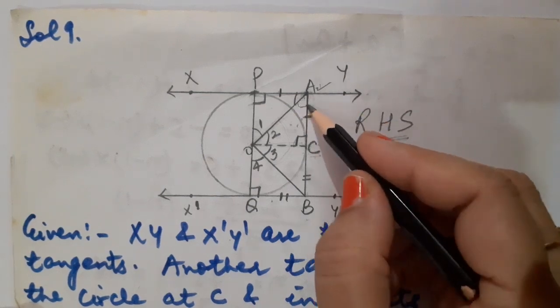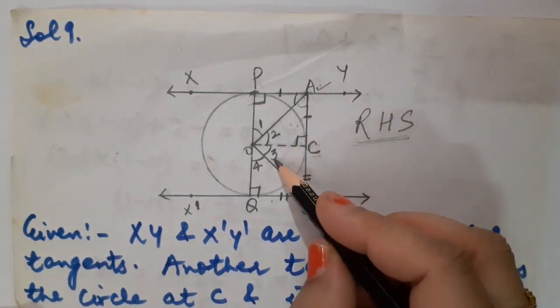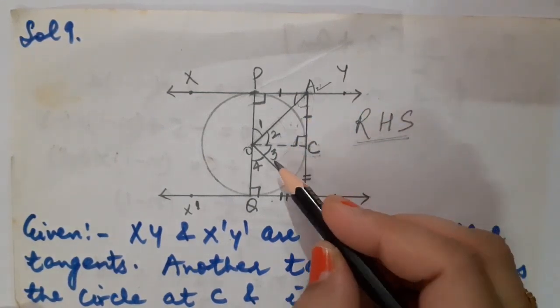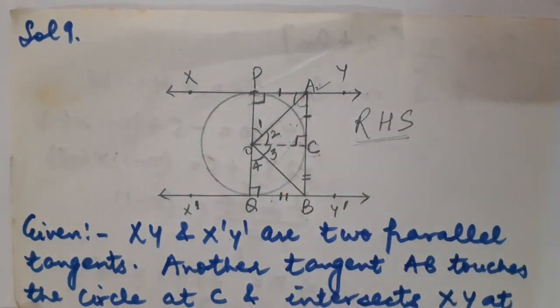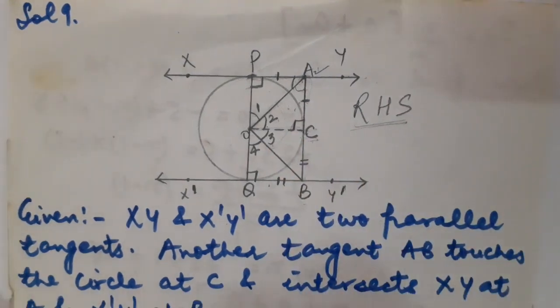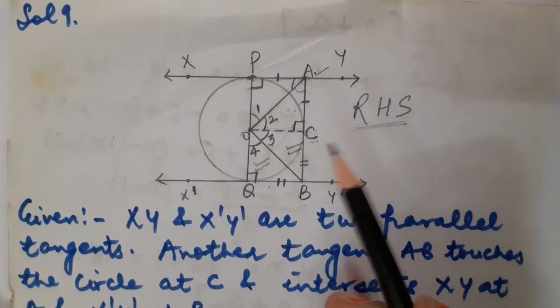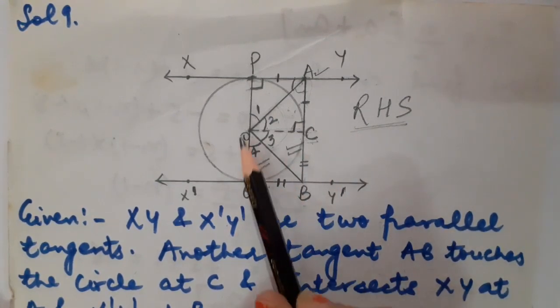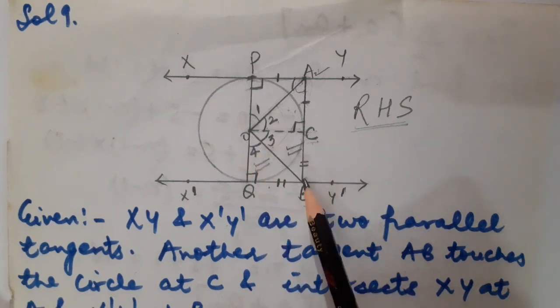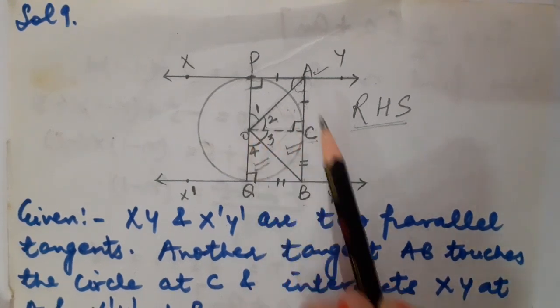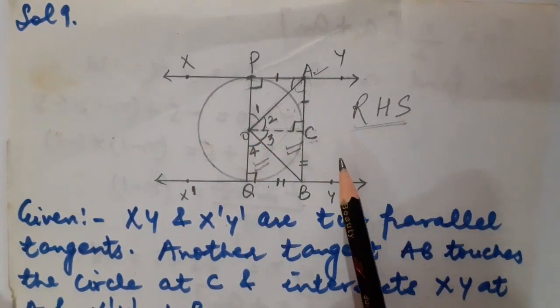But I don't require this. Why? Because I have to prove that angle 2 plus angle 3 must be of 90 degree. Correct, children? So children, in the same manner, I can prove these two triangles also congruent. Name them please. This is BQO must be congruent to BCO. Same criteria by triple S or by RHS.